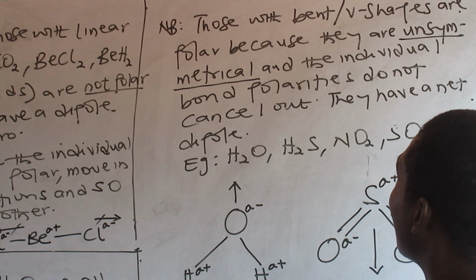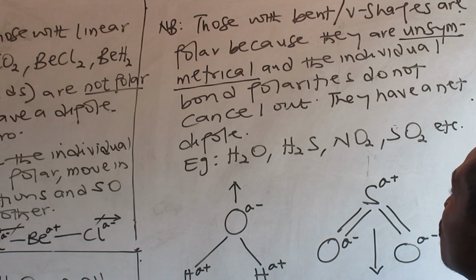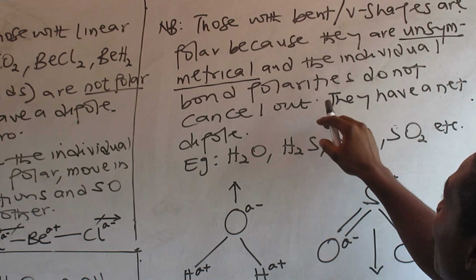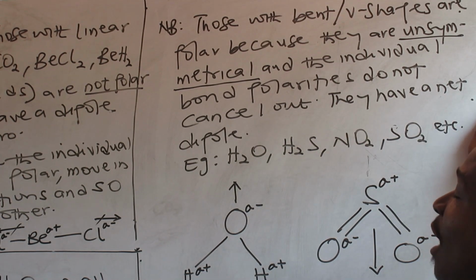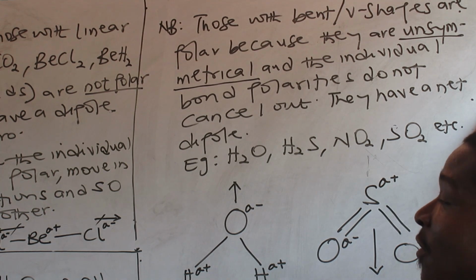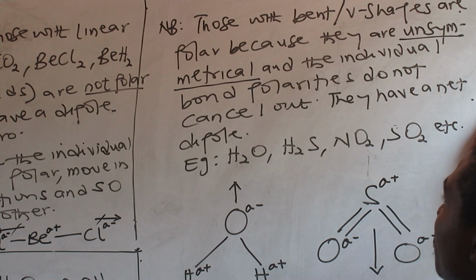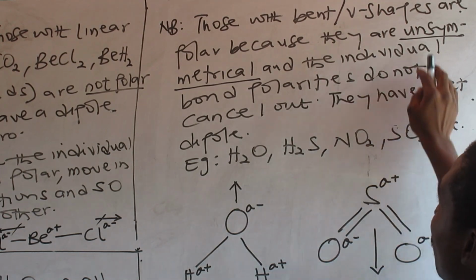So they are unsymmetrical, so the bond polarities do not cancel out. So they have a net dipole. Why do we say they are unsymmetrical? You want to divide this to get equal halves. You don't know how you're going to do it, right? So all these ones are unsymmetrical molecules.